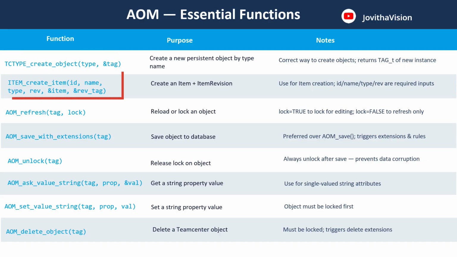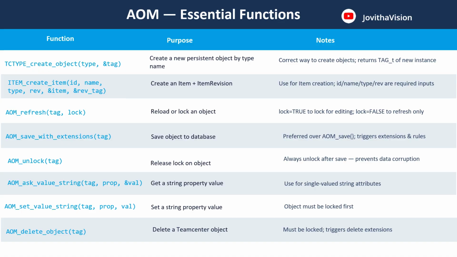The second one is ITEM_create_item. It takes six parameters. ID is the item ID, name is the item name, type is the item type, revision is the first revision ID, then &item_tag and &revision_tag are the two output parameters. The function writes the new item's tag and its revision's tag back into those variables. Use this specifically when creating an item together with its first revision in one call.